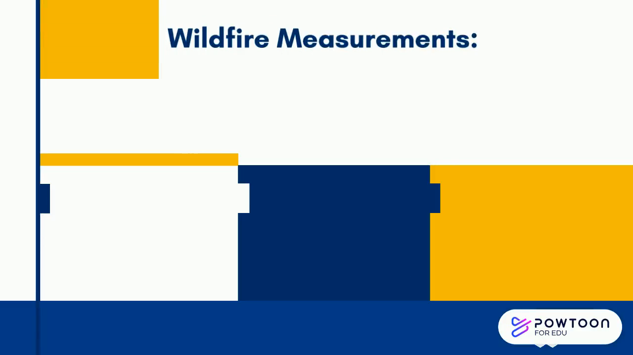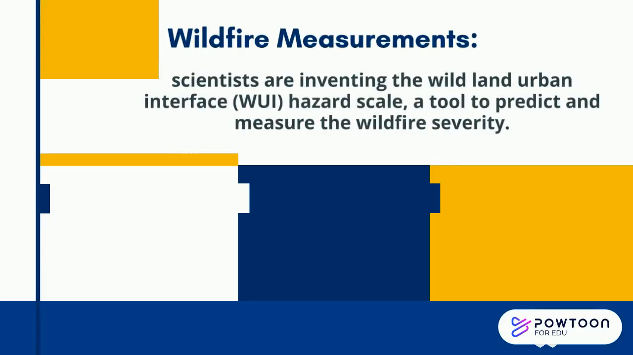Scientists are inventing the wildland-urban interface hazard scale, a tool to predict and measure wildfire severity.